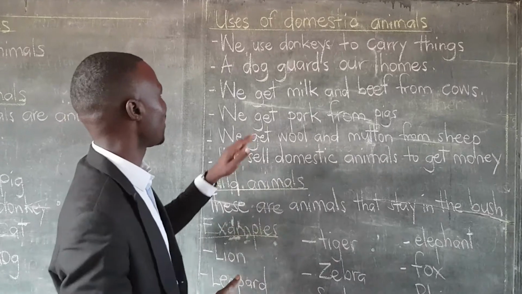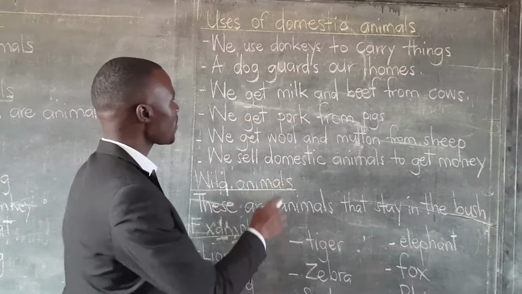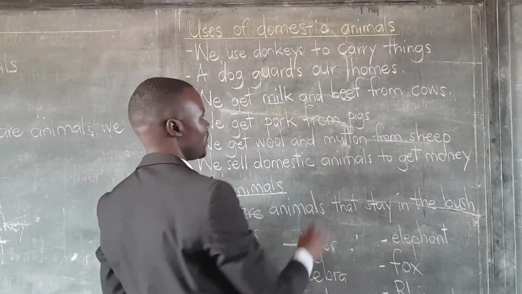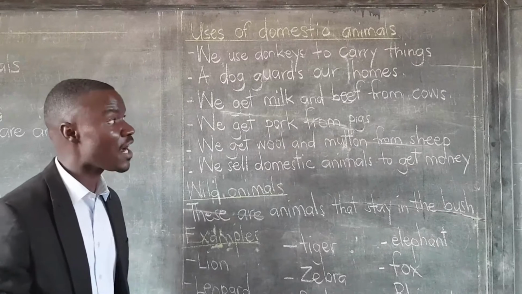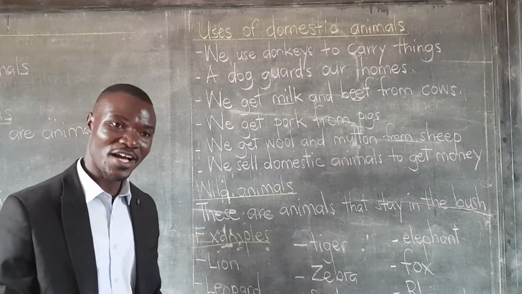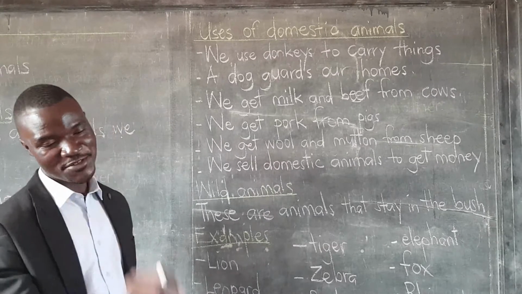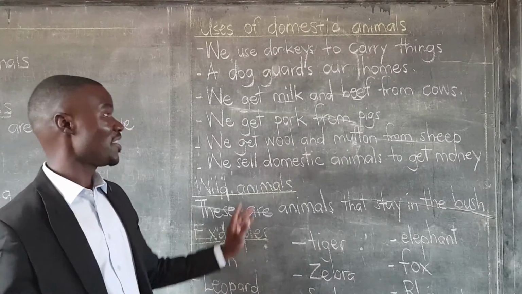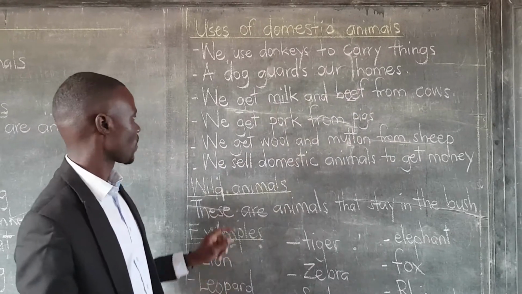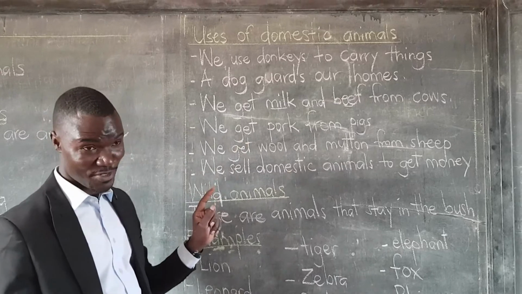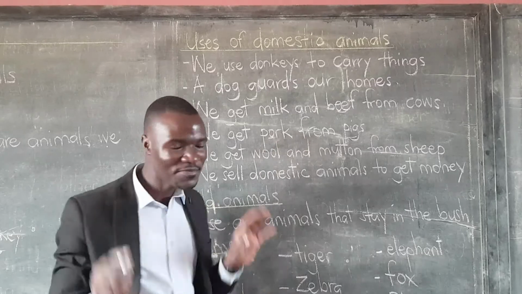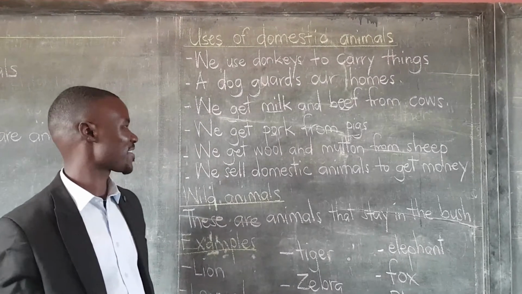When you look at the cows, they give us milk and beef. Beef is meat got from the cows. I know most of you enjoy it. You can't take a week without having meat. You must complain to dad that we need meat. So it's got from the cows and it's called beef, plus the milk. Oh, Muslims don't want to mention this, but for those who enjoy it, pigs give us pork. Pigs give us pork. You know that.